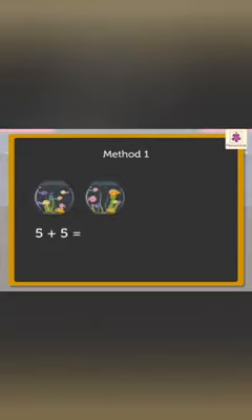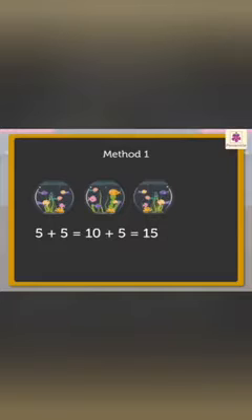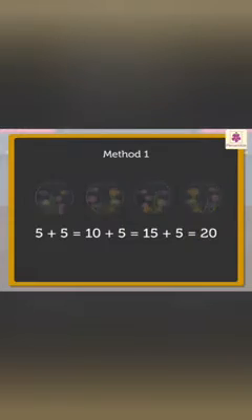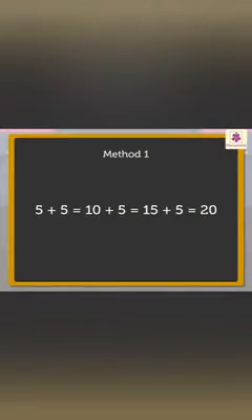Let us do it. 5 plus 5 is equal to 10. Now, 10 plus 5 is equal to 15. And 15 plus 5 is equal to 20. So, there are 20 fish in all. Look! Here, we repeatedly added 5 4 times to get the answer.